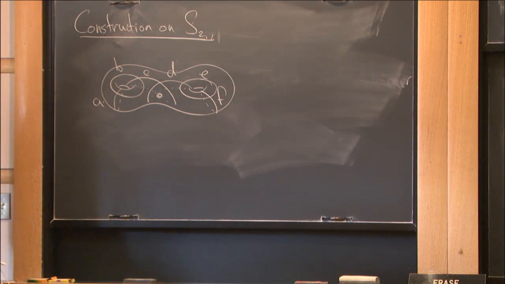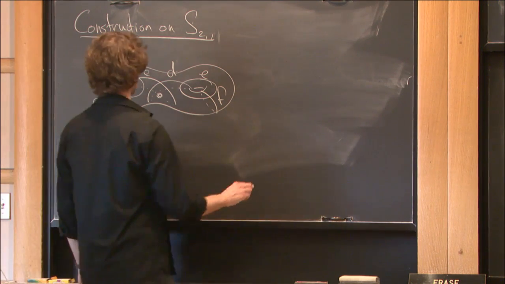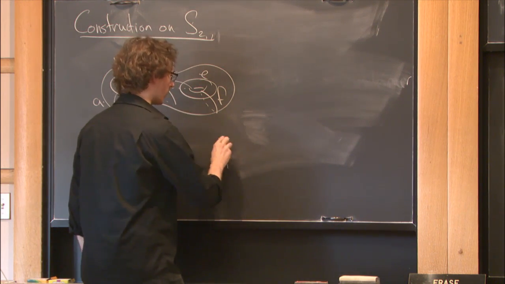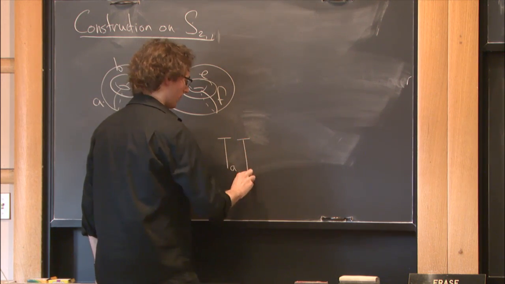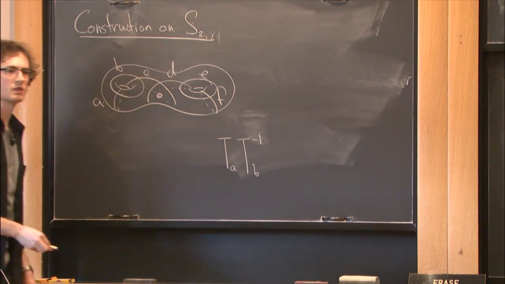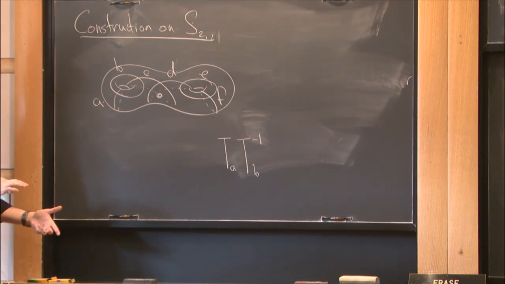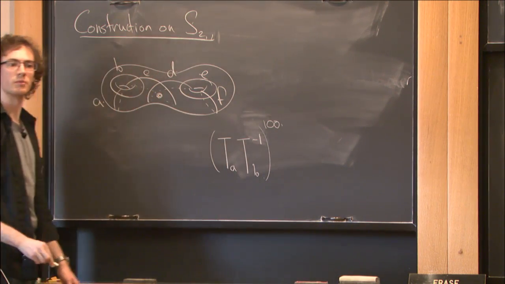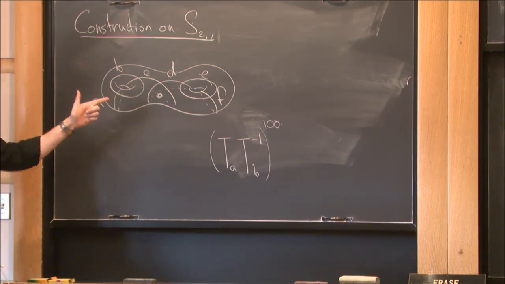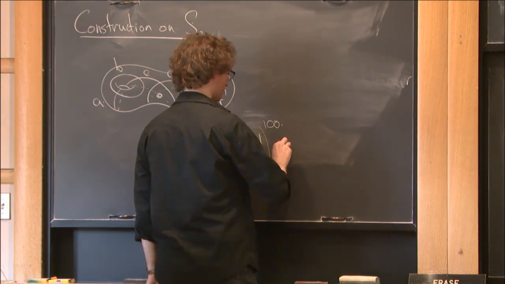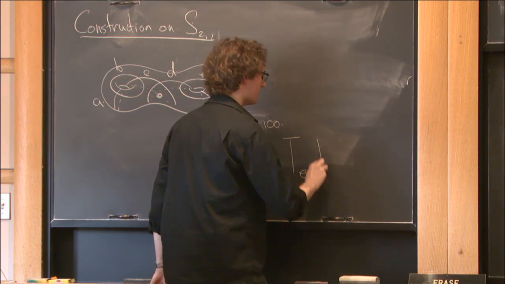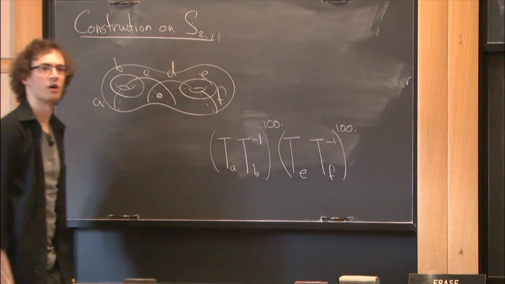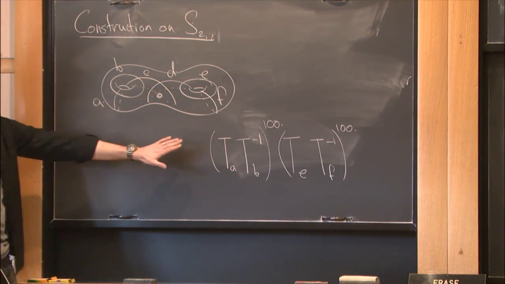So the mapping class that I'd like to begin by thinking about is the following. We're going to do a Dehn twist along A, and we're going to follow this by an inverse Dehn twist along B. So we're doing a left Dehn twist on A and a right Dehn twist on B. And what I'd like you to do is repeat this, let's say, 100 times. And then I want a similar thing to happen on the other side. So let's do a Dehn twist along E and an inverse Dehn twist along F, again to the power 100. So this is the mapping class that I'd like to think about.